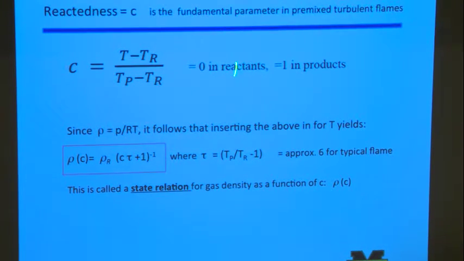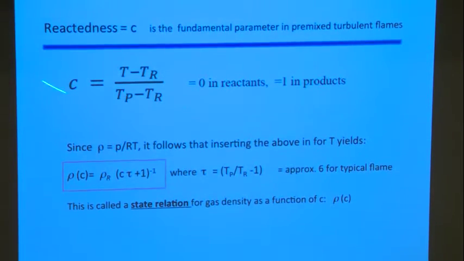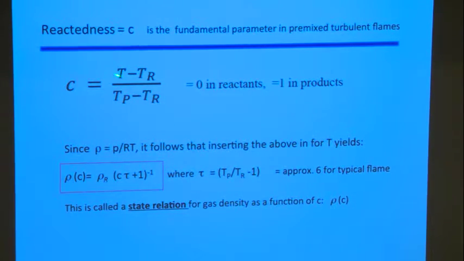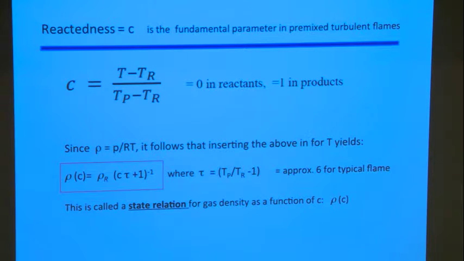It all is based on the reactiveness, and people use different definitions of reactiveness, but Bray started with this one, so it's a good one. It's the temperature of the gas at any point, at any instant of time, and TR is the 300 Kelvin reactant temperature, and TP would be like 2000 Kelvin product temperature.